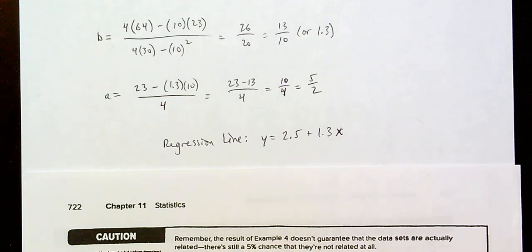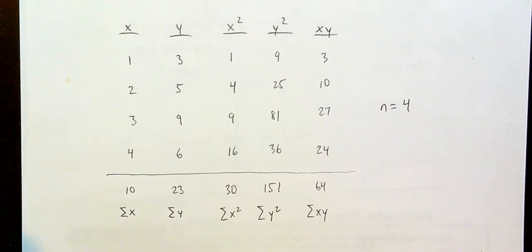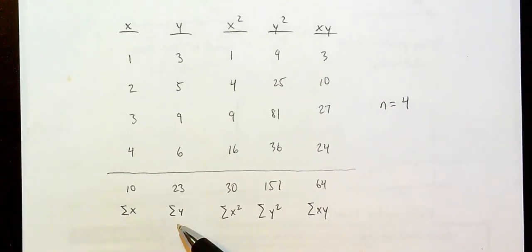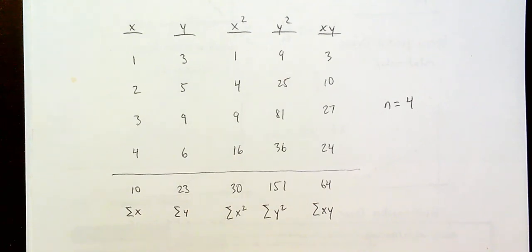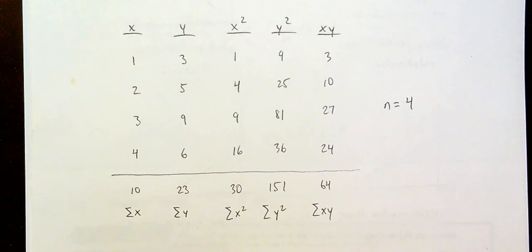As you can see, there was a decent amount of work that had to be done here. Some of the calculations, like finding that correlation coefficient R, were kind of nasty. But creating this table and labeling the pieces of information that you need, the sum of your x's, the sum of your y's, the sum of your x squareds, and all that, having that all taken care of beforehand does make these calculations significantly easier.